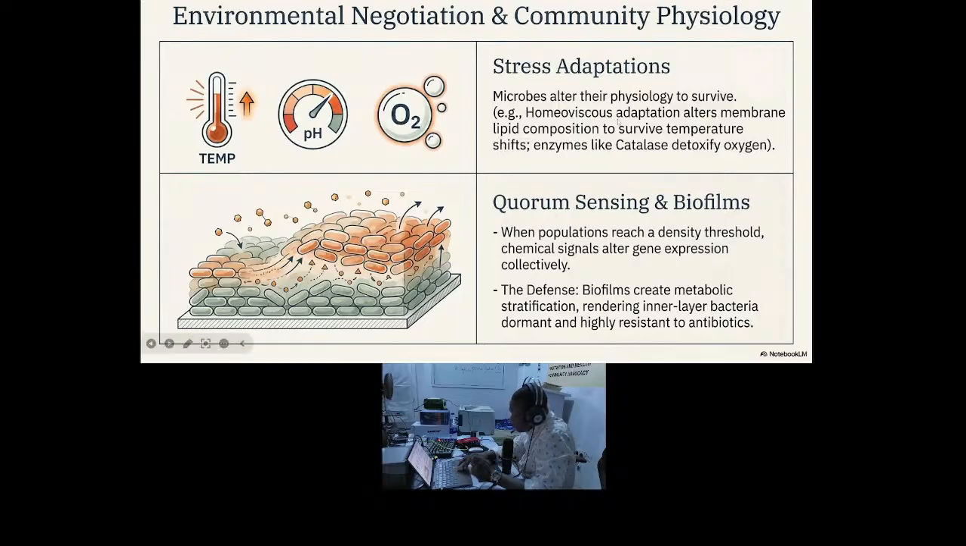For example, psychrophilic adaptation alters membrane lipid composition to survive temperature. Enzymes like catalase detoxify oxygen. So it's part of their coping strategies in order to survive the very unfavorable conditions.